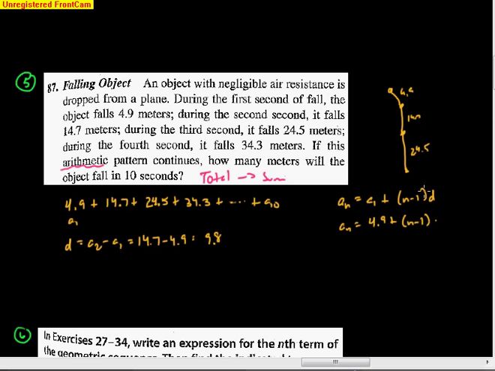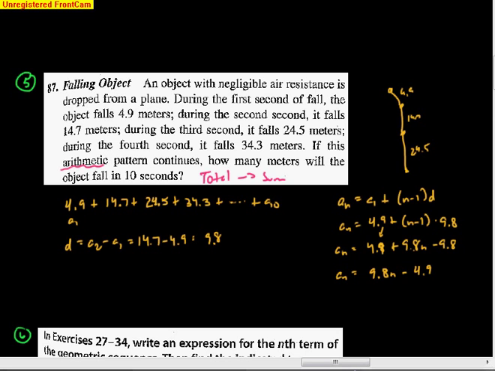Times 9.8. Okay, and now we're going to distribute the 9.8. So I get a sub n equals 4.9 plus 9.8n minus 9.8. I will then rewrite this by combining the 4.9 and the negative 9.8. Sorry, I copied it down wrong. So 4.9 minus 9.8 is negative 4.9. And there's my a sub n.